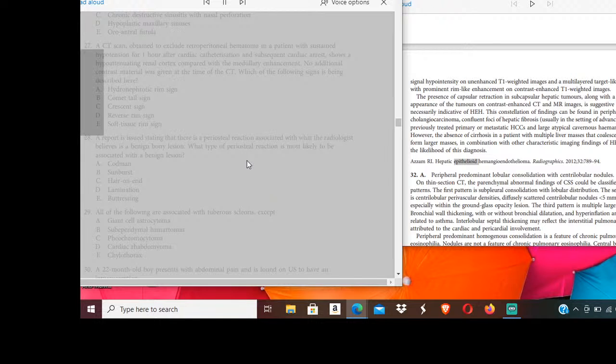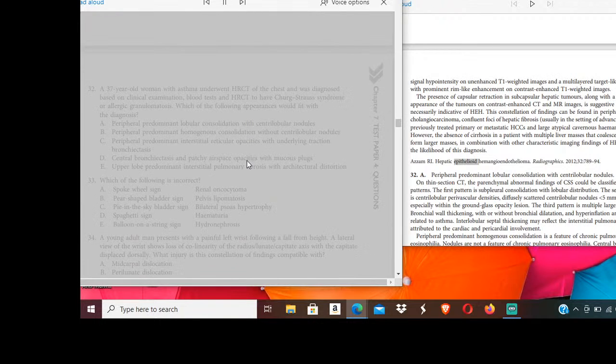Test paper 4, questions. 32. A 37-year-old woman with asthma underwent HRCT of the chest and was diagnosed based on clinical examination, blood tests, and HRCT to have Churg-Strauss syndrome or allergic granulomatosis.